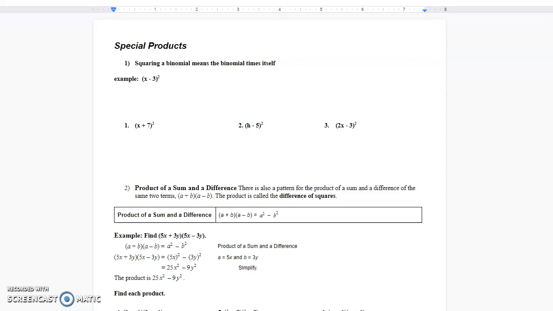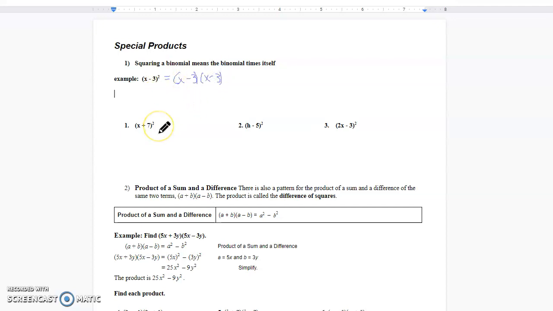Okay, so the first weird thing is, what if you have something like this? You have a binomial squared. Squaring a binomial means the binomial times itself. So just so you understand, this means x minus 3 times x minus 3.